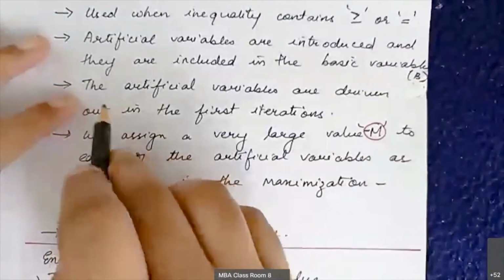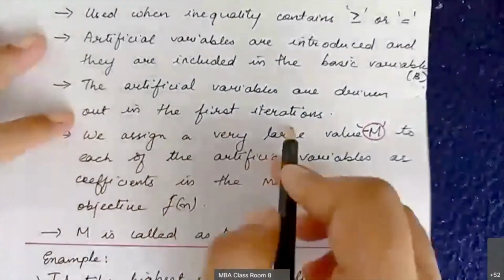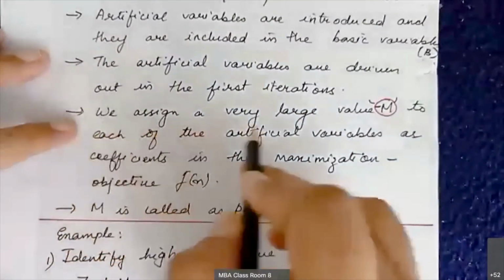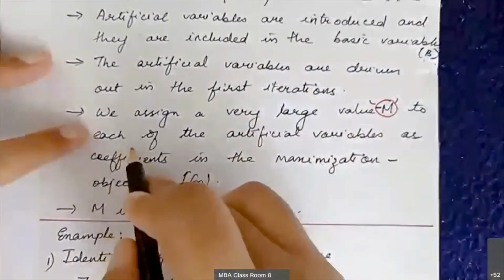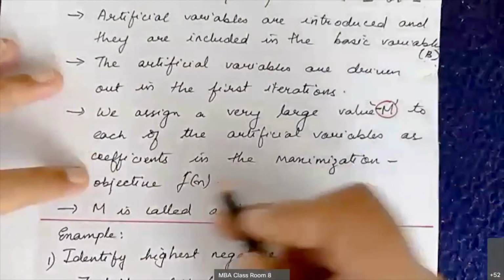The third instruction is that the artificial variables are driven out in the first iterations, which you will see when we do the problem. Fourth instruction, we assign a very large value minus M to each of the artificial variables as coefficients in the maximization objective function.